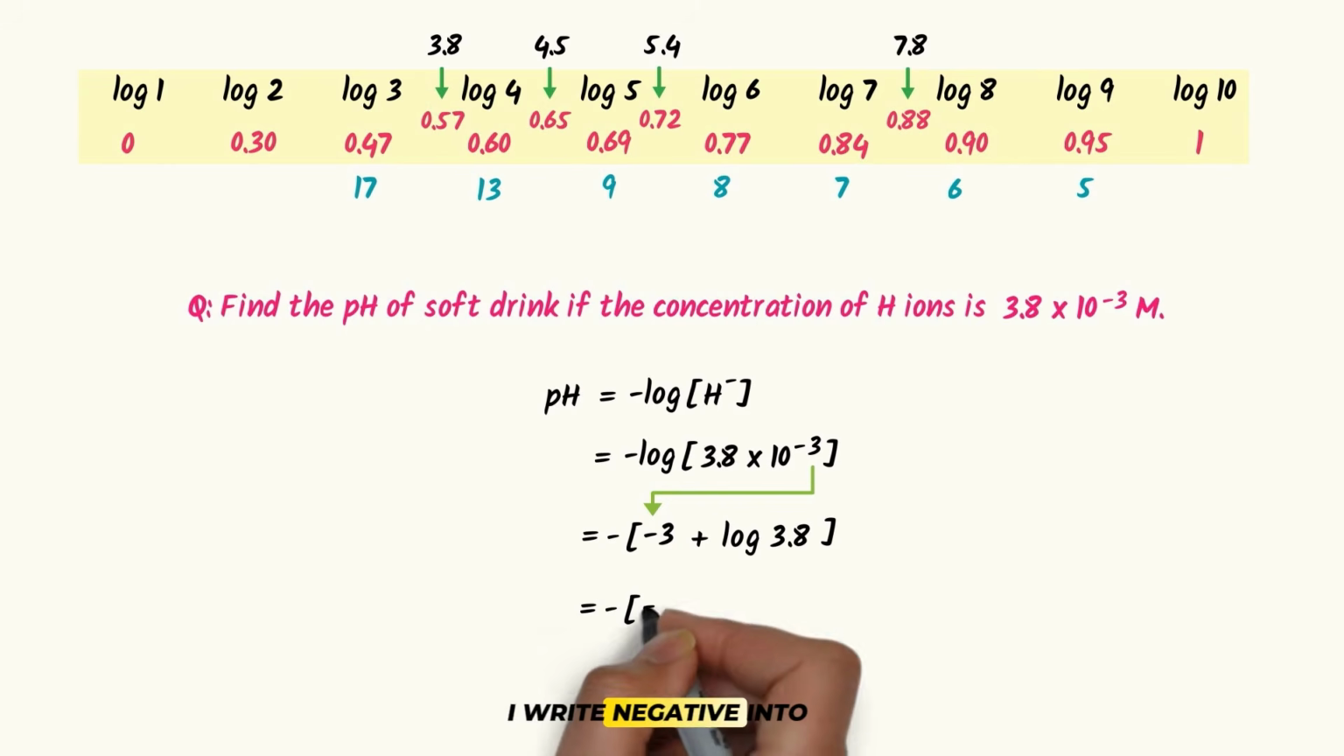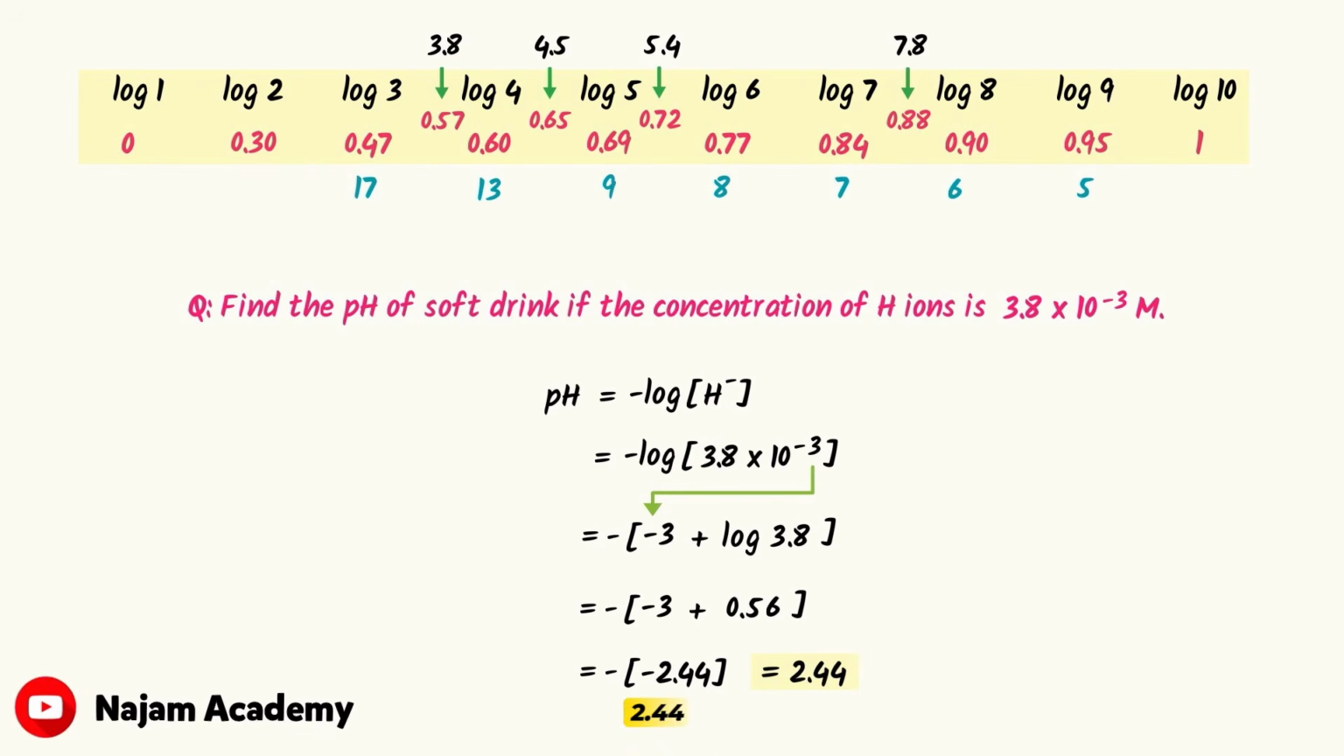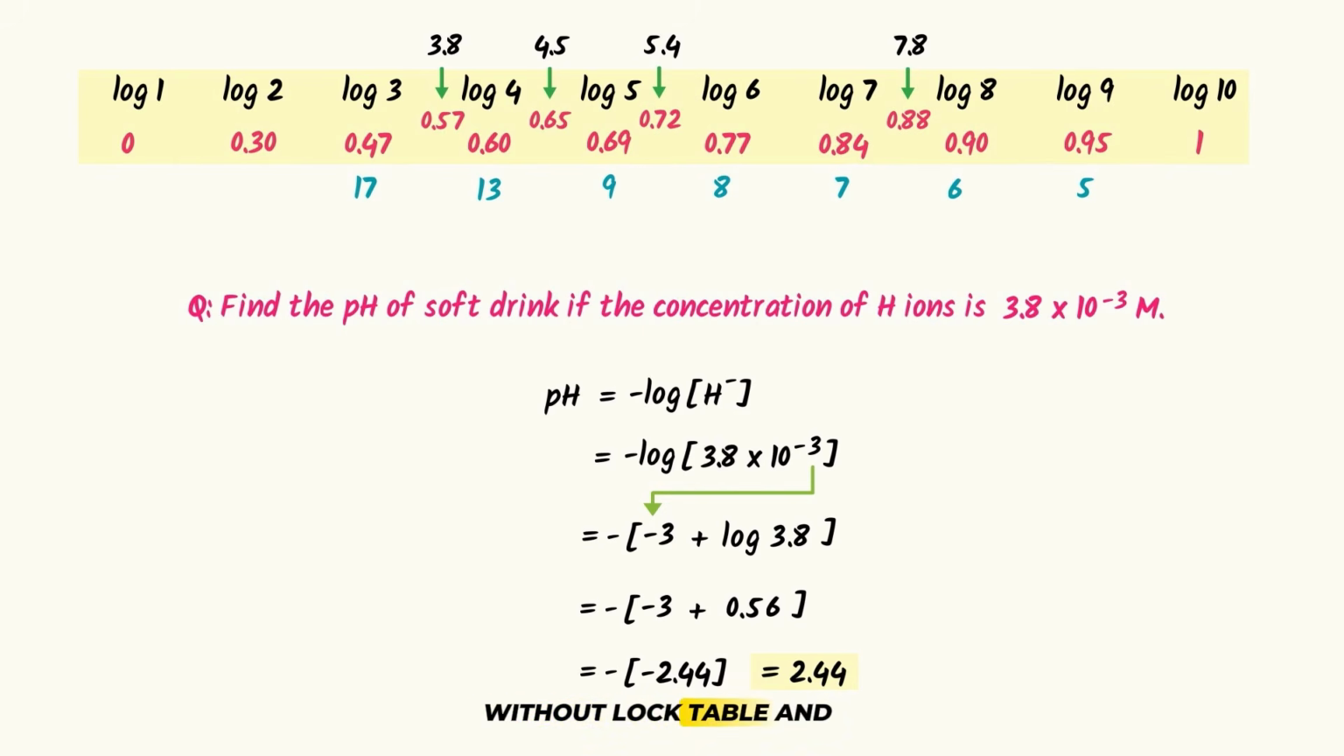I write negative of negative 3 plus 0.56. Here, negative 3 plus 0.56 equals negative 2.44. I write negative of negative 2.44. After calculation, I get 2.44. Thus, the pH of this soft drink is 2.44, which is acidic. Therefore, using my personal trick, we can easily crack any log question in chemistry without a log table and without a calculator.